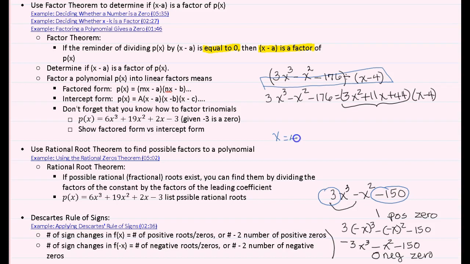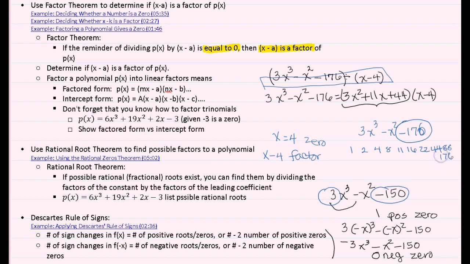But what if I did not know that 4 was a zero? Where would we start guessing numbers? What numbers should we guess to see if they are zeros? To give you some possible guesses, the rational root theorem says that you get the factors of your constant, which is 176 in our case, and those factors are 1, 2, 4, 8, 11, 16, 22, 44, 88, and 176.